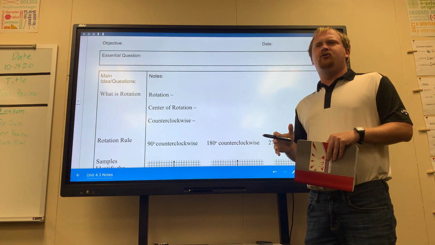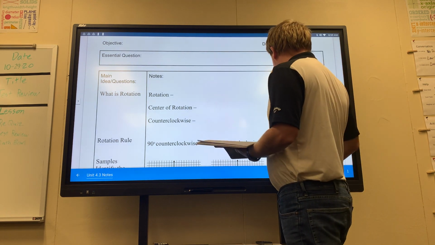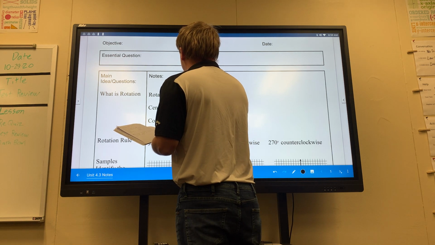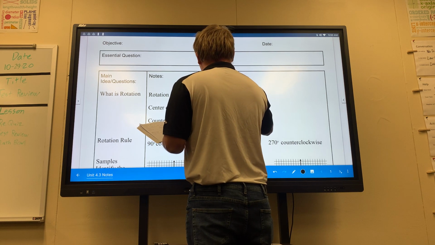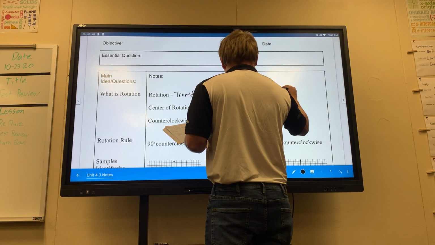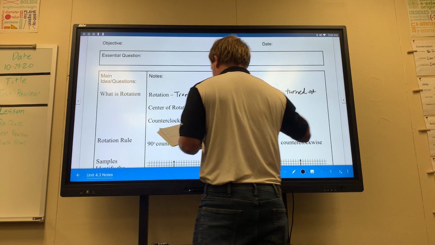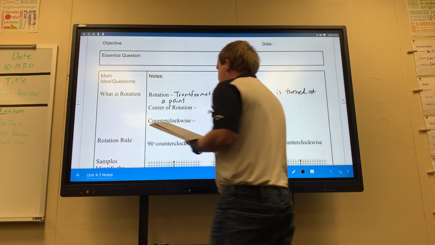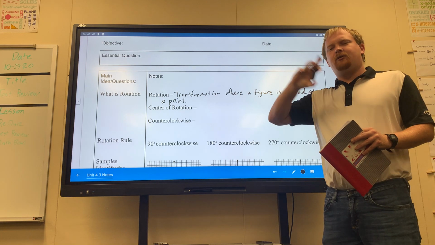Now, this is a different type of transformation as opposed to reflection. Rotation is a transformation where a figure is turned at a point. Okay? Now, if I have a certain point and I rotate it, that's called a rotation.